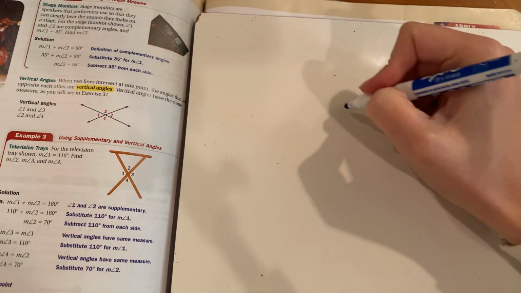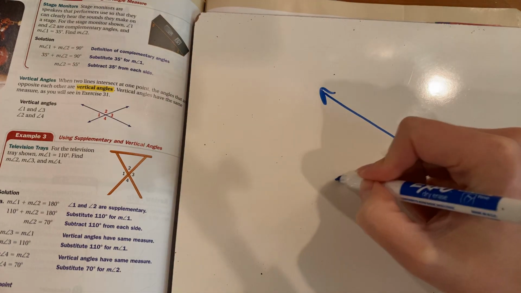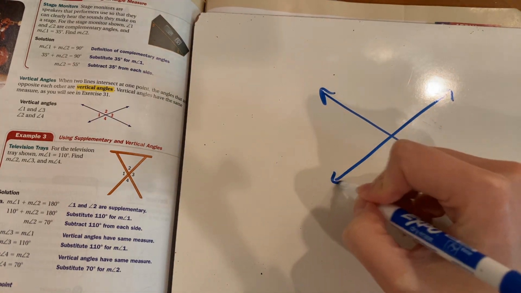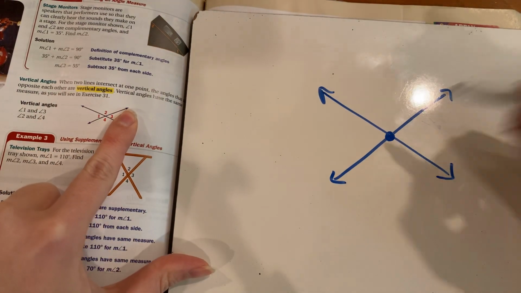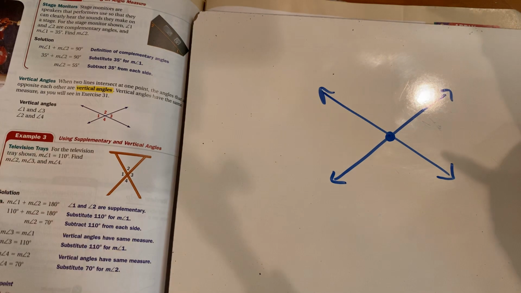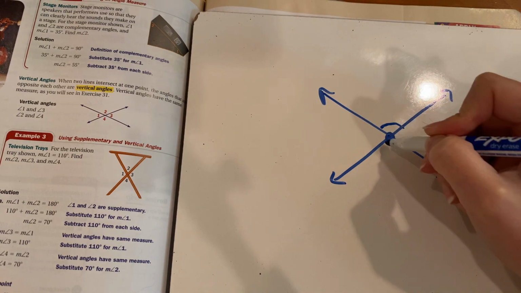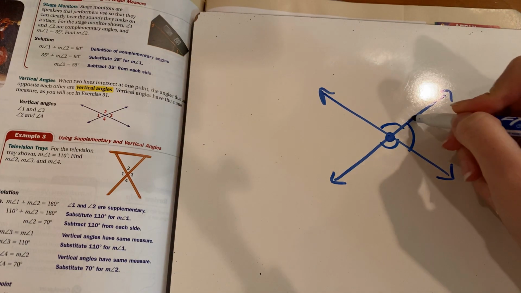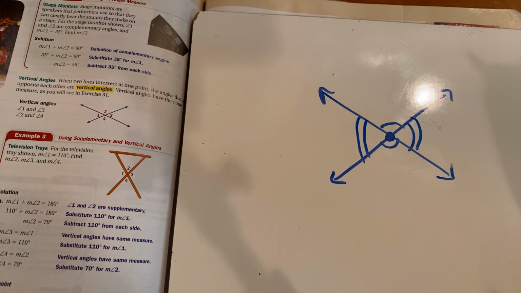So one more time, looking at the picture, they say when two lines intersect each other, so just drawing two lines that are going to intersect. We have two lines that are intersecting now. So when two lines intersect at one point, here's our one point in the middle that they're intersecting at. The angles that are opposite of each other are vertical angles. So angles opposite of each other. Top and bottom are opposite of each other. Side and side are opposite of each other. So these are our vertical angles. They're just the ones opposite.